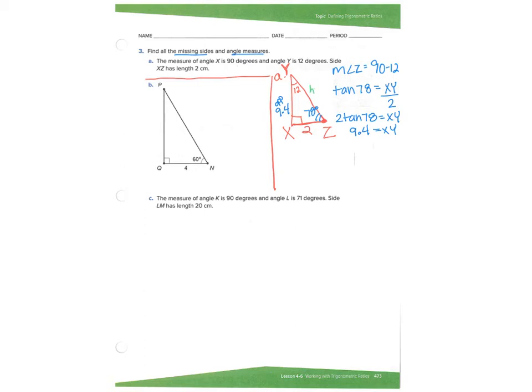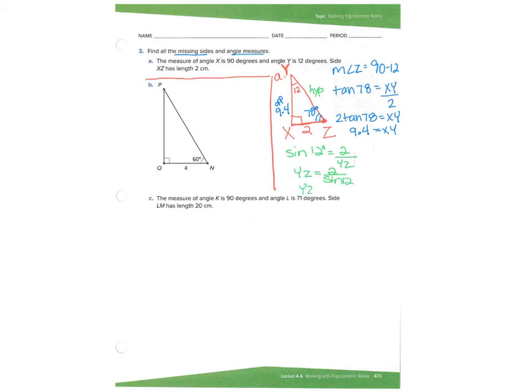This is my hypotenuse. I could write a sine equation using the 2, or I could write a cosine equation using the 9.4. So in this case, I'm going to use the 2, which is the opposite side from the 12, and I'm going to write a sine equation. So the sine of 12 degrees is its opposite side, which is 2, over the hypotenuse, which is the YZ I don't know. So I'm going to multiply both sides by my YZ. That's my variable. I need to get it up and out of my denominator. So I have YZ equals 2 divided by sine 12.